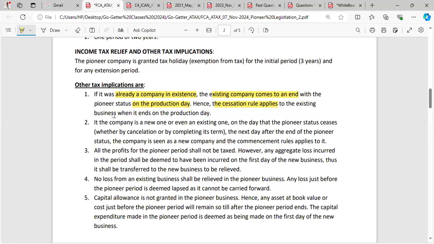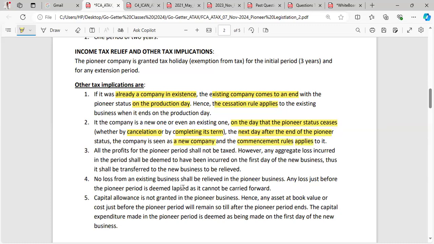Now, if the company is a new one or even an existing one, on the day that the pioneer status ceases, whether by cancellation or by completing its term, the next day after the end of the pioneer status, the company is seen as a new company and the commencement rule applies.